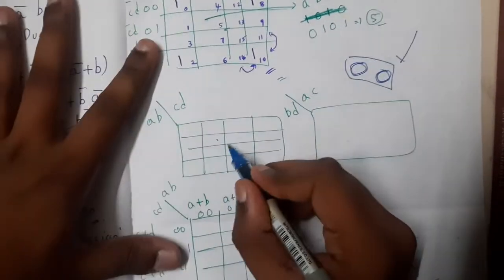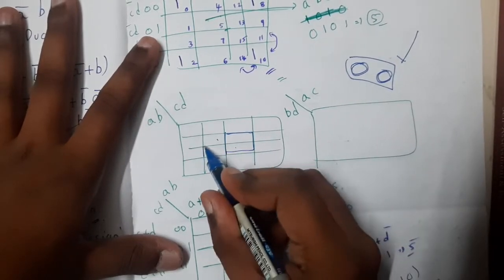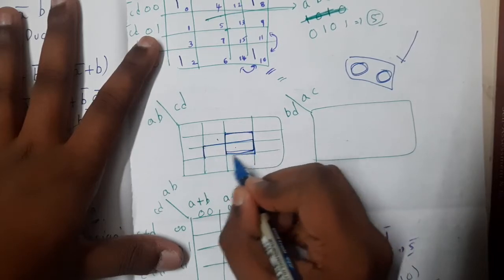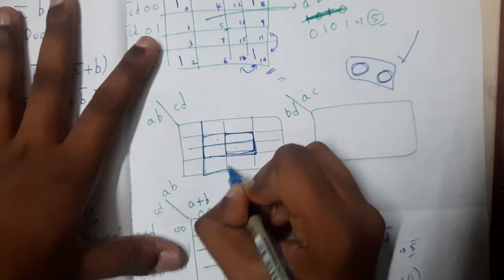Then you can combine horizontal values, like two values. So you can combine these values. This is horizontal or vertical, guys, vertical. Okay, horizontal two values you can combine. You can combine four values in a square way, in a rectangle way.